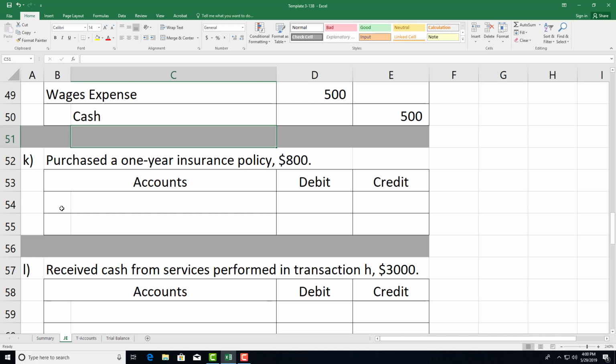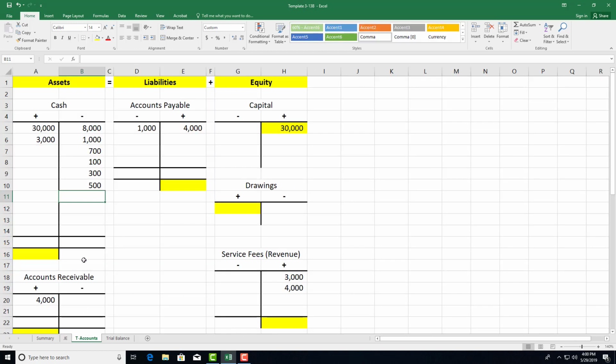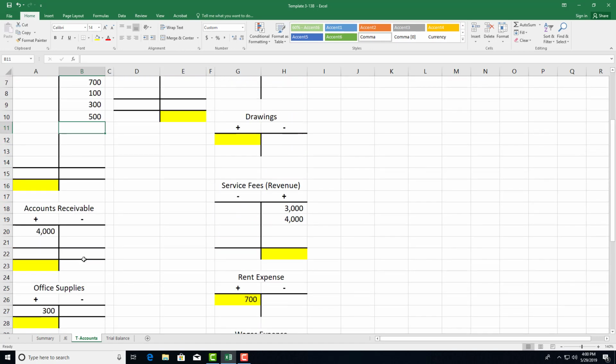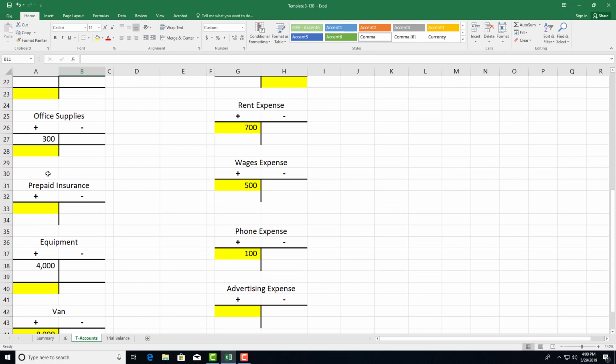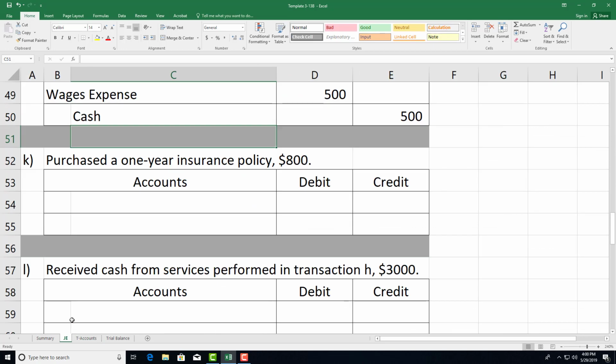K, purchased a 1-year insurance policy for $800. I'm going to jump to the T accounts real quick. Notice under assets, we have prepaid insurance. That is an asset. Again, it's this concept that we are purchasing something, but we have not yet consumed it. Therefore, right now, it is not an expense. Right now, it's an asset. We have future economic benefit, and the benefit is that we have insurance coverage over the next year.